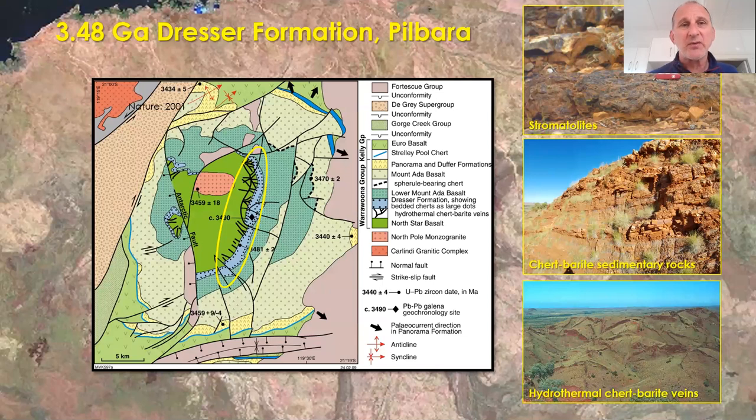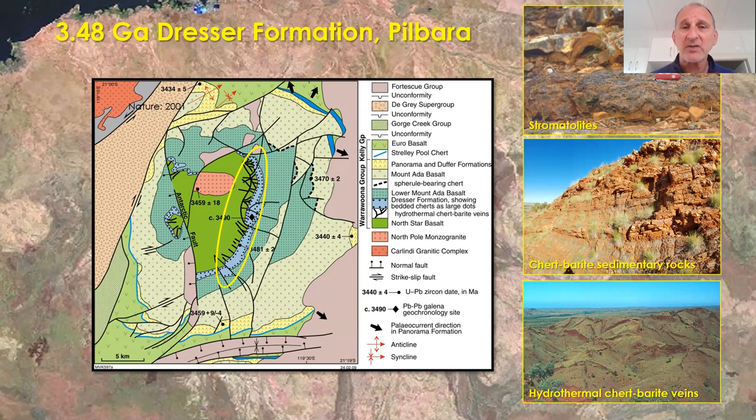A very different environment is preserved on that volcanic plateau in the Pilbara. At 3.5, there's the Dresser Formation, very well studied over a long period of time. Stromatolites were found there in 1980 and have been studied by many different groups, including our own, over the last 30, almost 40 years now. So this area is characterized by thick sequences of chert barite sedimentary rocks. Within those are found stromatolites, but all of that succession is underlain by a sequence of very highly altered volcanic rocks that are transected by a dense network of hydrothermal chert, meaning just silica, and barite veins. This is a massive hydrothermal volcanic system that's preserved in almost perfect preservation, just slightly dipping so that you can see through the bottom to the top of this succession.